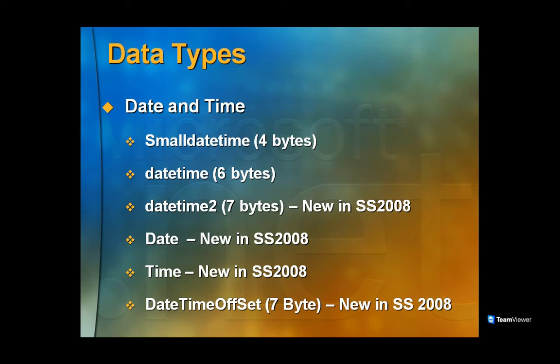Date stores purely the date, datetime stores both date and time, and time stores only time. Now we have datetimeoffset. What do you mean by datetimeoffset? I would like to store Greenwich time plus 5:30 hours, or Greenwich time minus 2:30 hours. If I would like to store plus 5:30 or minus 2:30 like that, then we have to go for datetimeoffset. All these are new in SQL Server 2008.